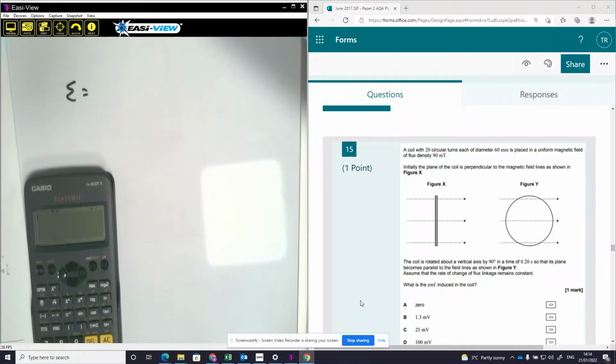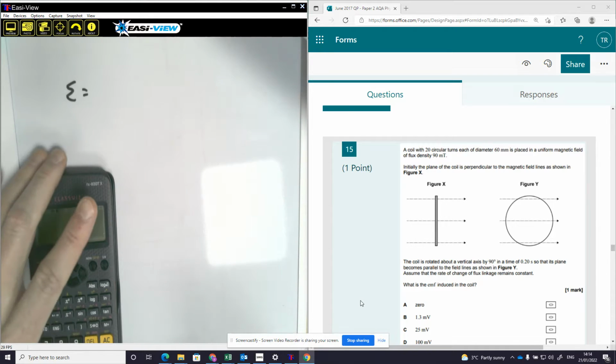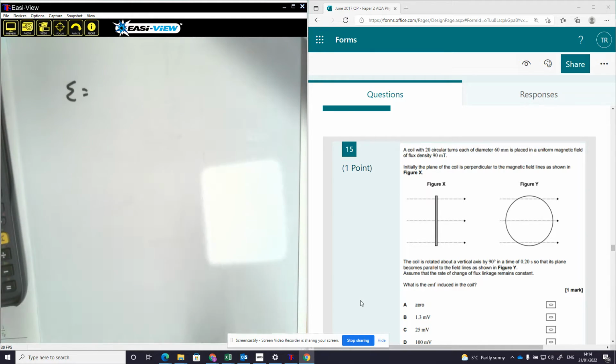This question is about EMF, and it's the EMF generated by having a rotating coil within a magnetic field. So we're told that we've got a coil with a number of turns with a certain diameter, and it's placed in a uniform field, and then it's turned. And the crucial bit is the fact that it's turned. If it doesn't move, there's no EMF generated, and it turns through 90 degrees.